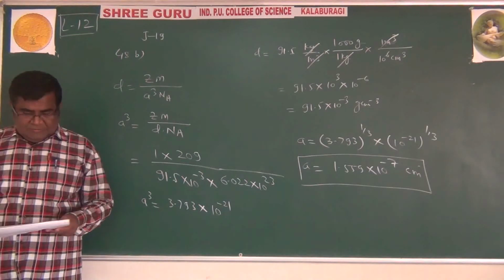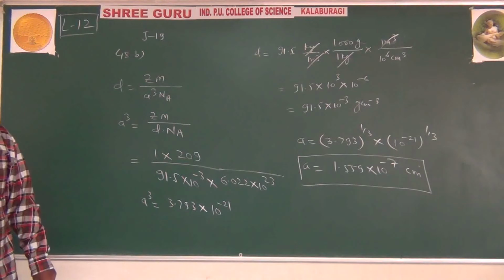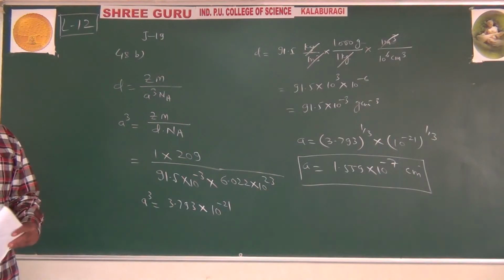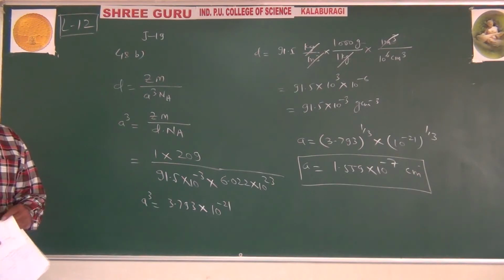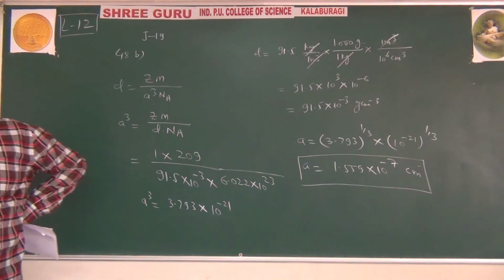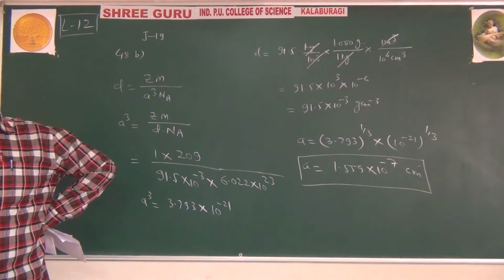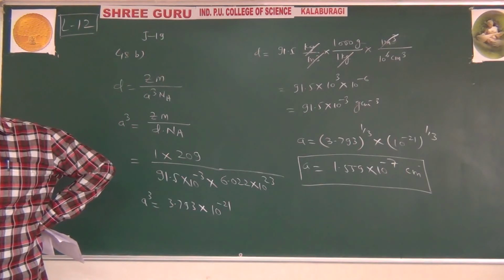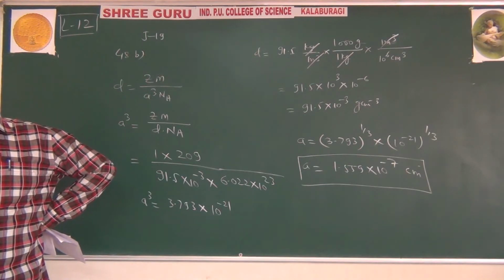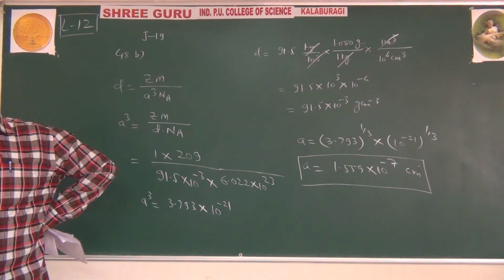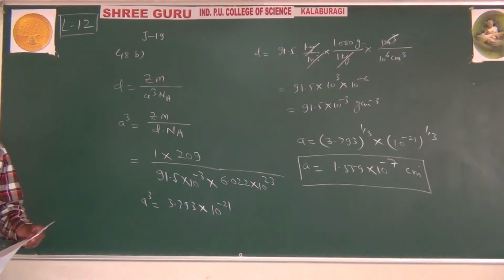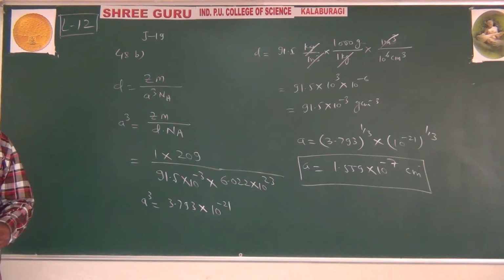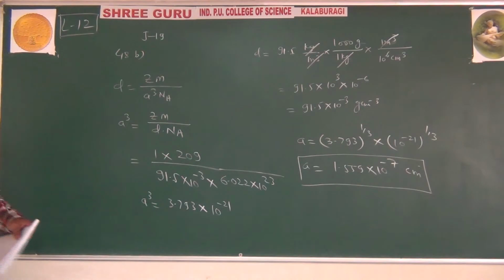So this is about the June 19 question paper. March 20, again they have asked a question on density. A metal crystallizes in FCC lattice, its length is 0.556 nanometer. Calculate the density of metal. Now 0.556 nanometer is the edge length there. We can calculate that. March 20.